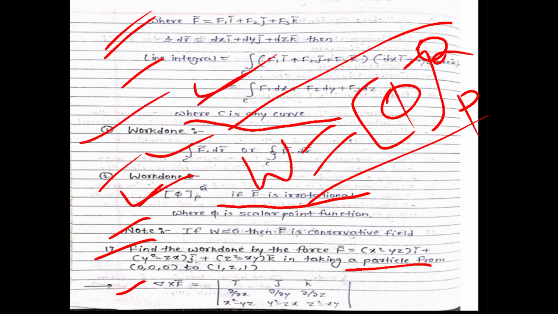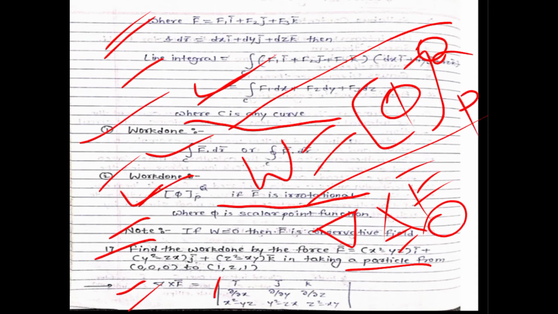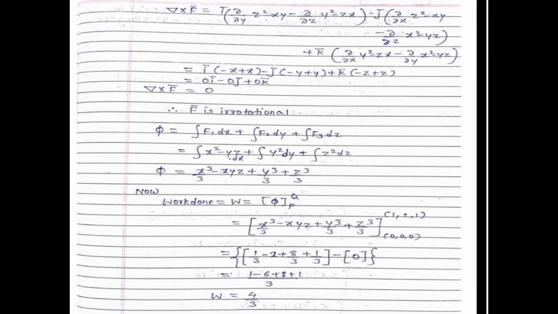So we know that for irrotational, del cross f bar is equal to 0. First of all, we will find the cross product, del cross f bar. So in the determinant: i bar, j bar, k bar, then del by del x, del by del y, del by del z, then the respective coefficients of i, j, k, and after solving this determinant, we will get del cross f bar equal to 0. So the given vector field is irrotational.